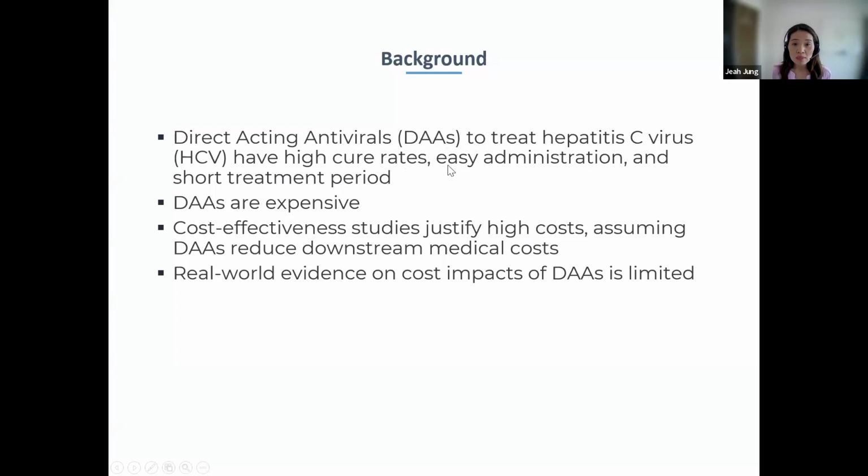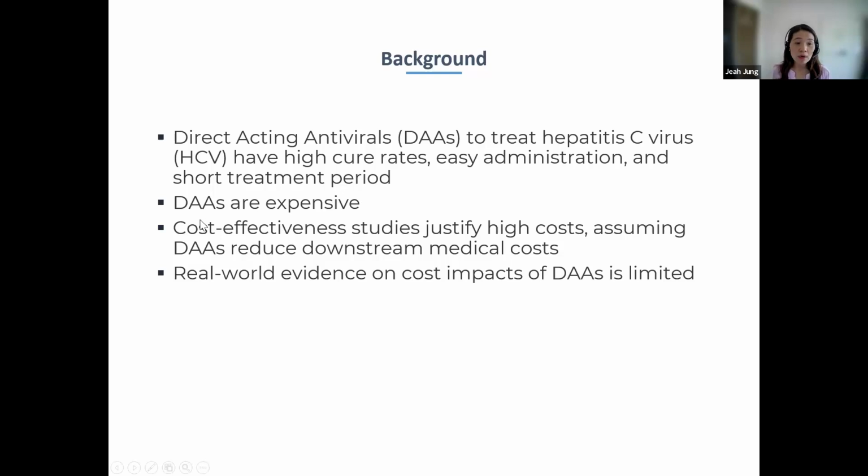So these drugs are used to treat the hepatitis C virus, and they have really high cure rates, more than 90% are cured once you take these DAAs. Administration is easy, one pill per day, and it's only 12 weeks of treatment. Sometimes it's only 8 weeks.